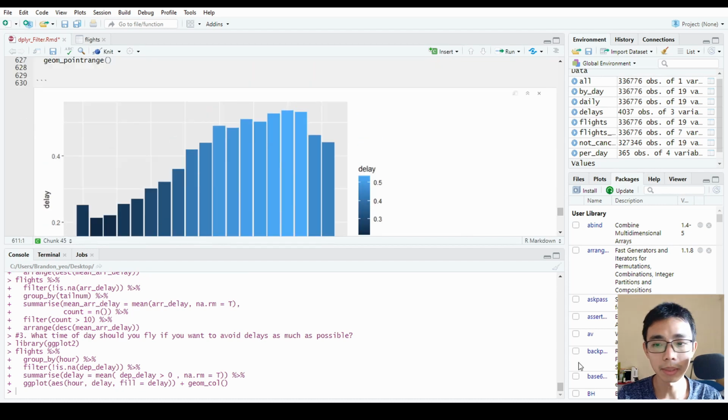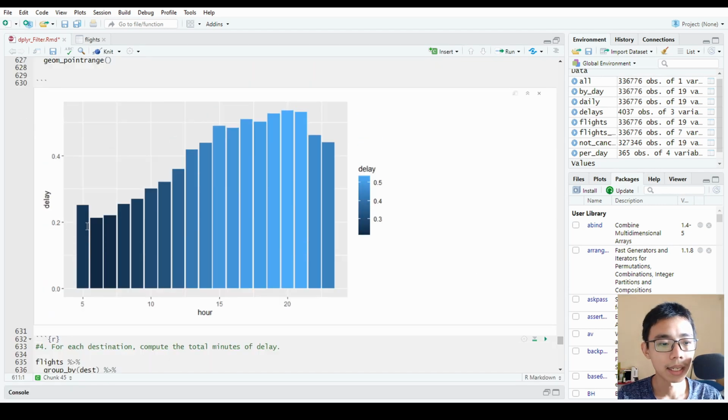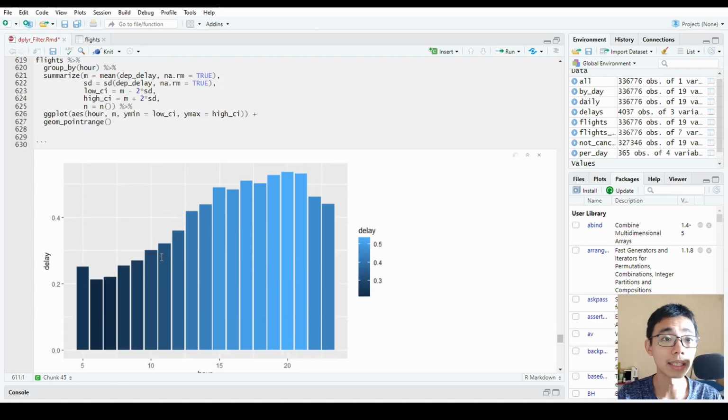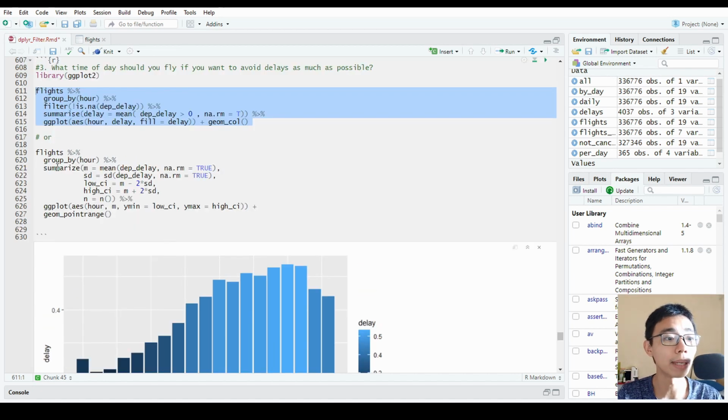So you can actually see from the data here, let's just minimize this, that everything around 5-6 o'clock has the lowest number of delays, while around 7, 8, 9 o'clock has a really big number of delays. So if you want to fly, try to go in the morning and not in the evening after dinner, basically.